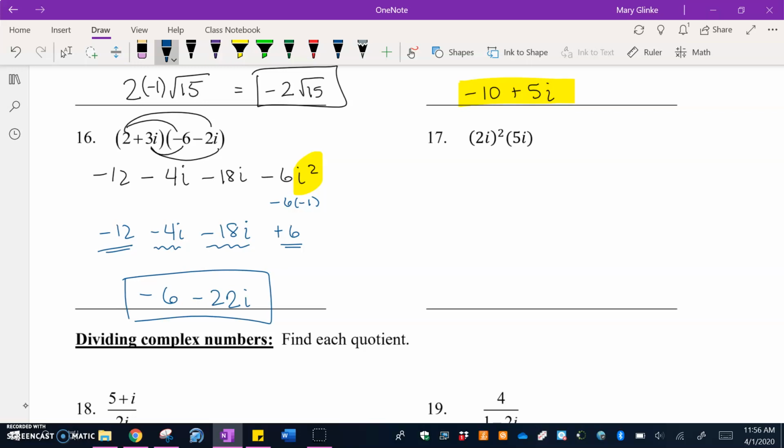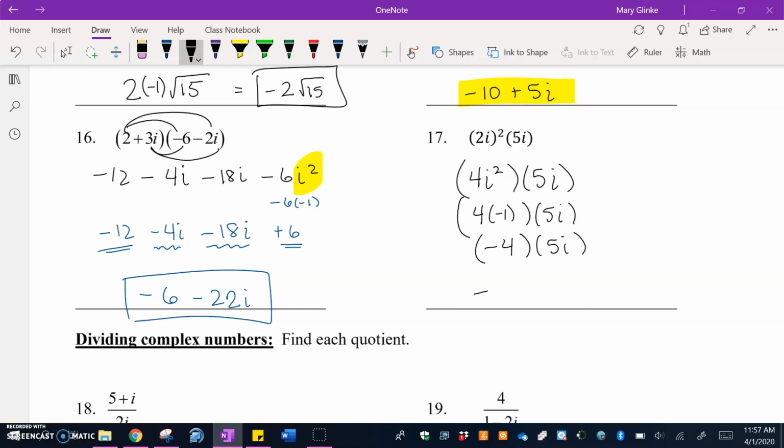Our last example of multiplication here has i's to different powers. So what I'm going to do is raise everything in the parentheses to the power. This becomes 4i squared times 5i. And so you have a couple of options. You can multiply first, you can simplify first, whatever you would like to do. I'm going to go ahead and do i squared here is negative 1. So I'm really doing negative 4 times 5i, which is negative 20i. If you have i to any power, you do have to continue to simplify it though, because it can be simplified.